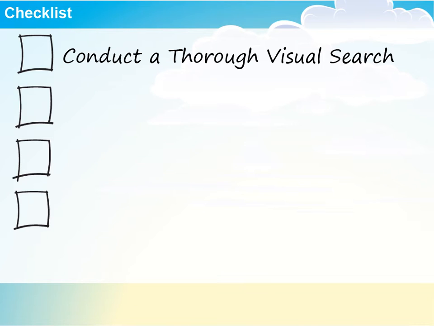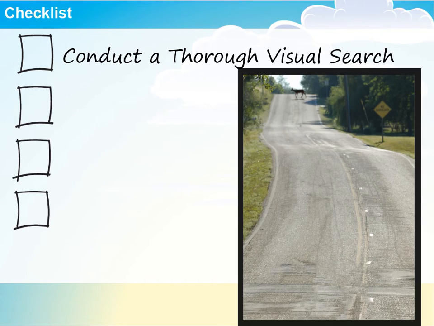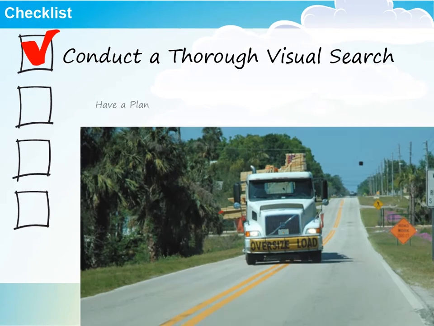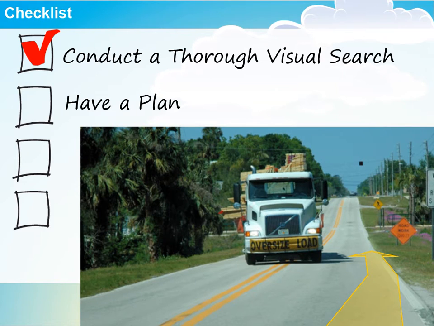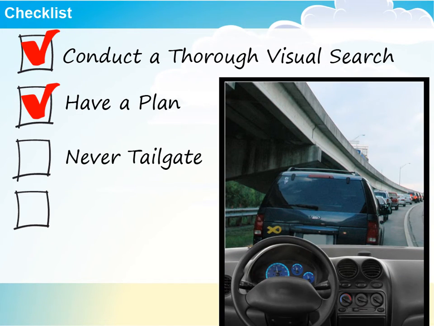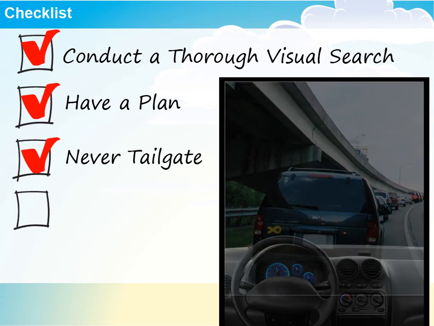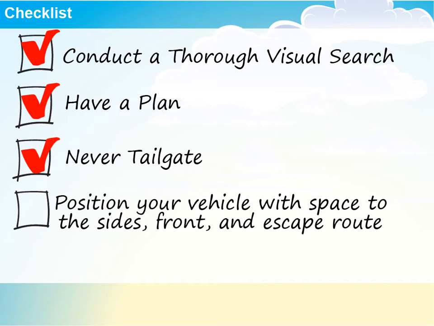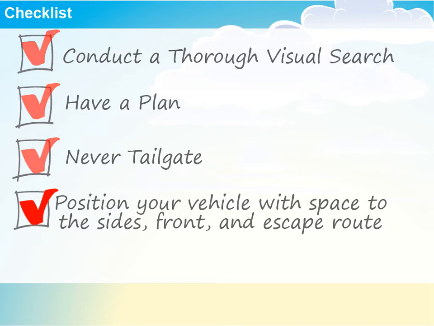Conduct a thorough visual search. Try to search 30 seconds ahead of your path of travel for objects or conditions that could become a threat. Have a plan. Identify an alternate path of travel 15 seconds ahead and the level of traction available in case of an emergency. Never tailgate. Always travel within an adequate cushion of space ahead of your vehicle. Position your vehicle with space to the sides and front with an escape route should you need it.